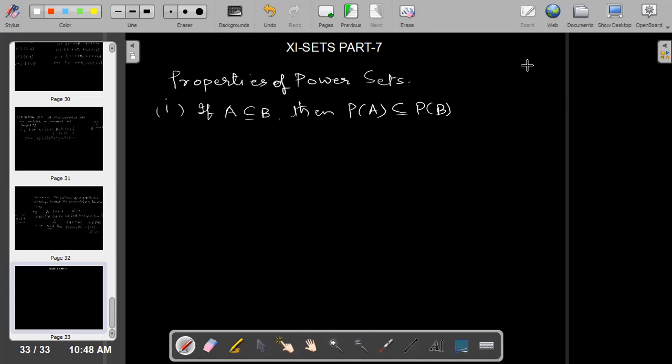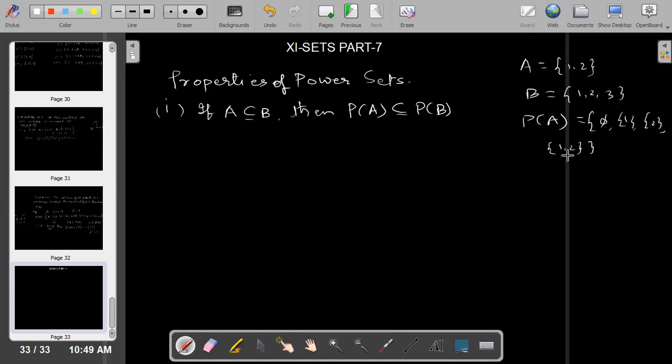Okay, got it? For example, suppose A is the set of elements 1, 2, and B is the set of elements 1, 2, and 3. Therefore, A is a subset of B. You write the power set of A. The power set of A will have the empty set, {1}, {2}, all subsets of this set, and {1, 2}, so 2 raised to power 2, which is 4.